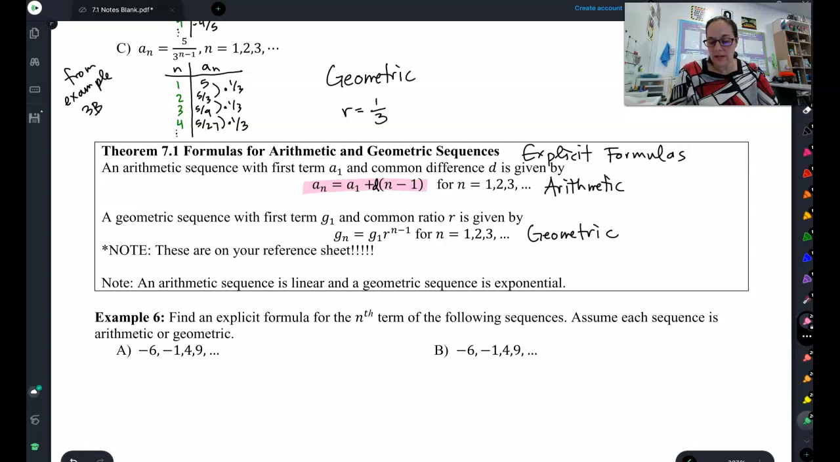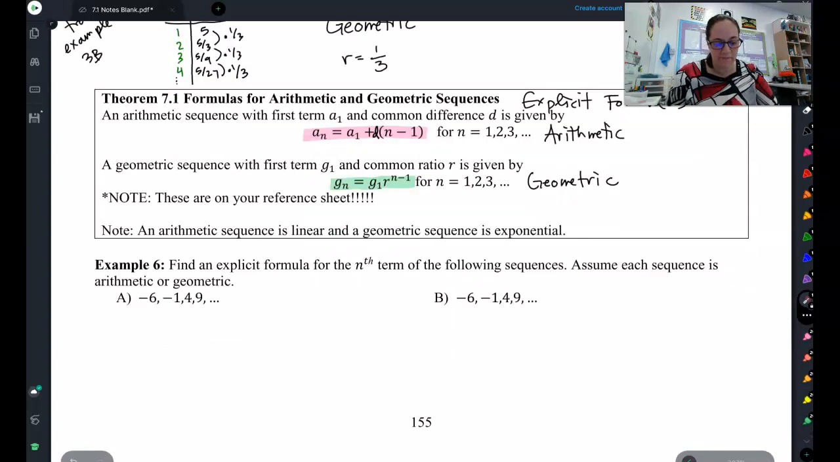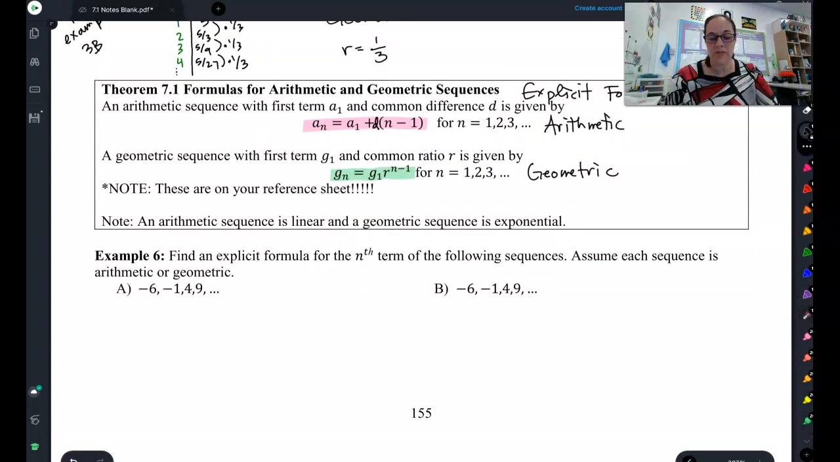Like I already said, these are on your reference sheet. You don't need to memorize them. You just need to know how to use them. So let's use them in example 6. First, in being able to use them, we need to identify if it's arithmetic or geometric so I know which equation I should use.